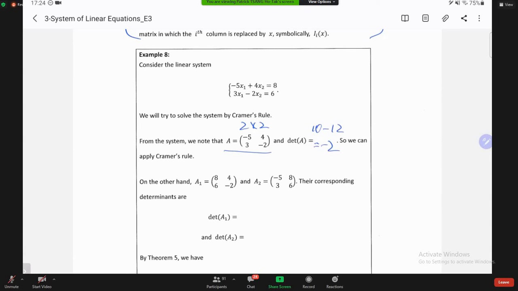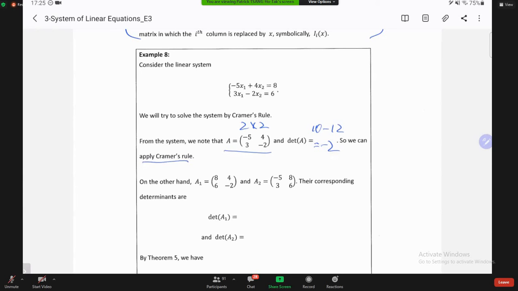So, can you tell me, can we use Cramer's rule? Or what kind of solution nature does this system have? Unique solution, infinitely many solutions, or no solution? A unique solution, right? Very good. Unique solution, because the determinant of A doesn't equal 0. So we can safely apply Cramer's rule, right? Any question? Okay, so we are safe to apply Cramer's rule in this example.